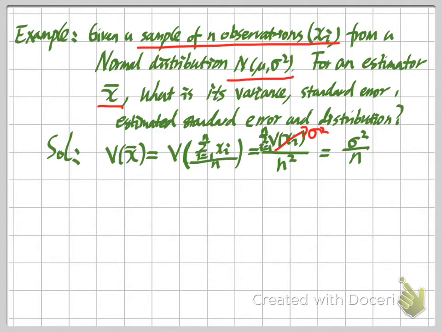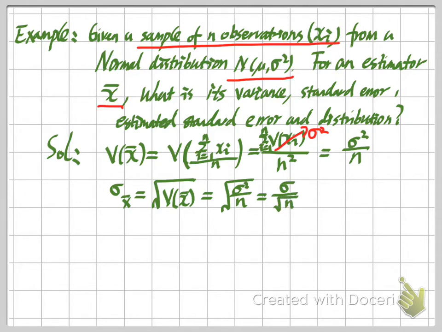And then the next thing is how to compute the standard error. The standard error, we can denote by sigma sub x bar. This is equal to the square root of the variance of this estimator, so the square root of sigma squared over n. We can denote this answer as sigma over square root of n. This is the standard error of our estimator x bar.